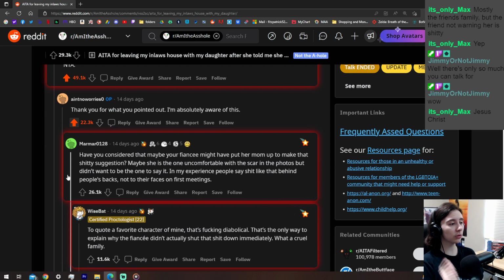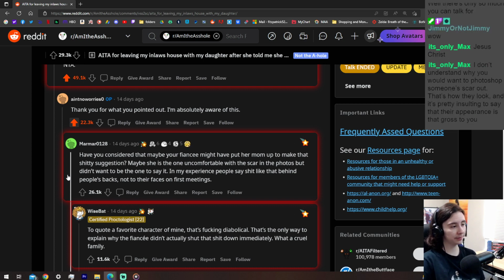True, it is possible. Maybe the fiancé put her mom up to make the suggestion. Maybe she is the one uncomfortable with the scar in the photos, but didn't want to be the one to say it. I don't understand why you would want to Photoshop someone's scar out. That's how they look, and it's pretty insulting to say that their appearance is that gross to you.